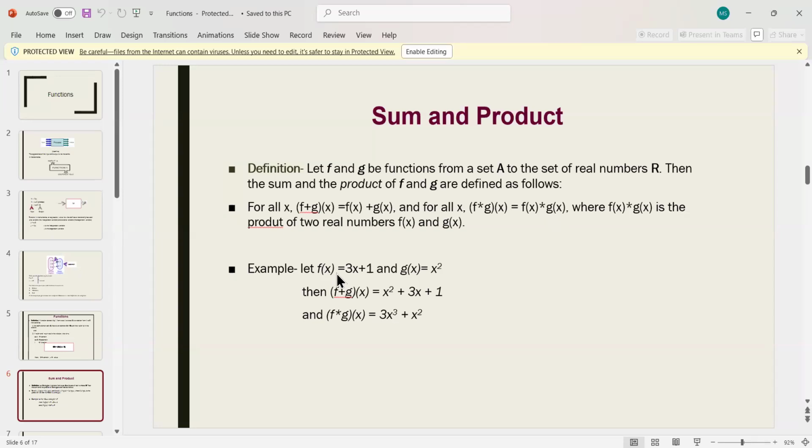Now here I have taken an example. f of x is 3x plus 1 and g of x is x squared. Now if you are asked to find (f plus g) of x, you can add, and here it is x squared plus 3x plus 1. If you are asked to multiply, you can multiply x squared with this, then it will be x to the power 3 plus x squared.